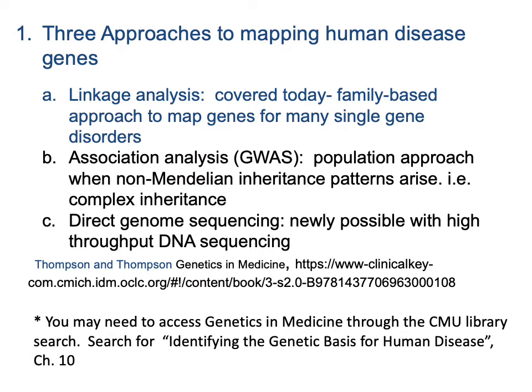A second major approach is association analysis, or GWAS. I mentioned this one briefly in the March 17th video. This is more of a population approach where you have non-Mendelian inheritance patterns, so you can't really use pedigrees in the same way. So for complex diseases, this is one of the ways where human disease genes are mapped. And the third approach is direct genome sequencing, and this is really fairly newly possible with high-throughput DNA sequencing.